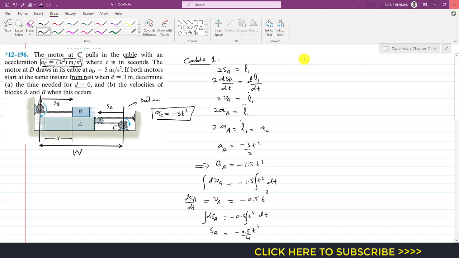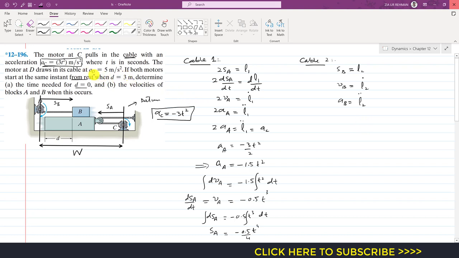Similarly, now for cable 2, we can say that this SB is equal to the length of cable 2, right? So now if I take the derivative, this will be VB, and this will become L2 dot. And if I take one another derivative, this will be aB, and this will be equal to L2 double dot.